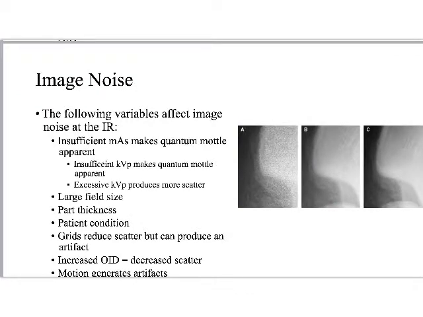Image noise, and this goes back to the scatter problem, right? But anytime we have an insufficient mass, this will make quantum mottle apparent. It's there in every image that we take. Quantum mottle exists in every image that we take.